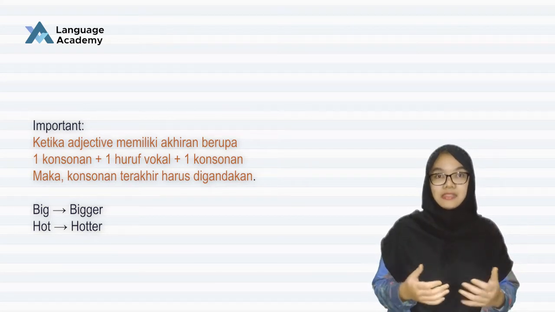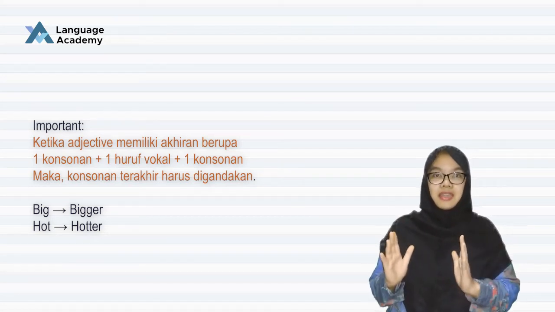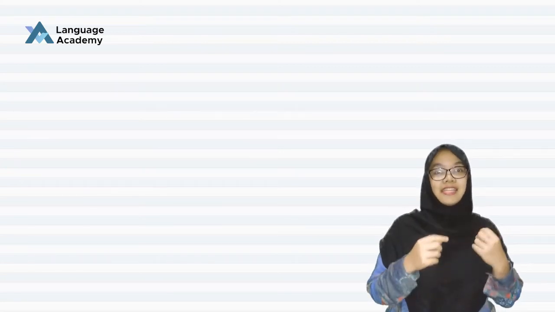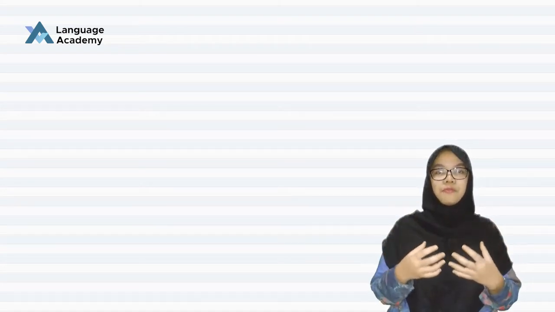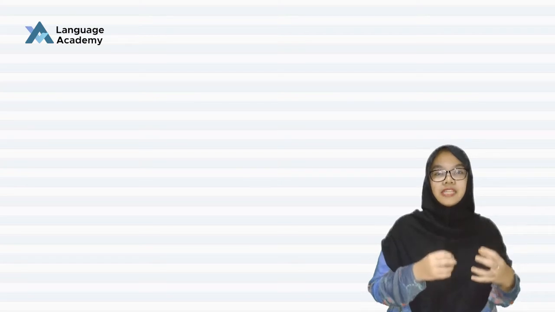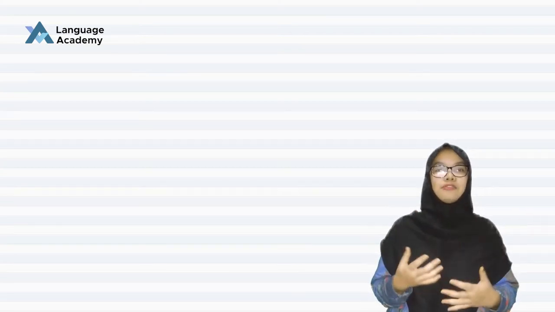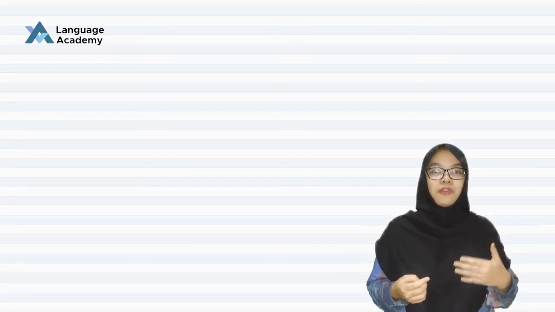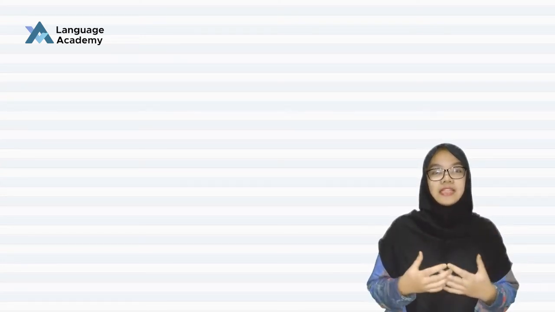Another example is hot. Hot becomes hotter. T-nya jadi ada 2, like that. So that is how you make comparative adjectives using adjectives with one syllable. Jadi seperti itu caranya teman-teman menggunakan atau membuat bentuk komparatif dari adjective dengan satu syllable.